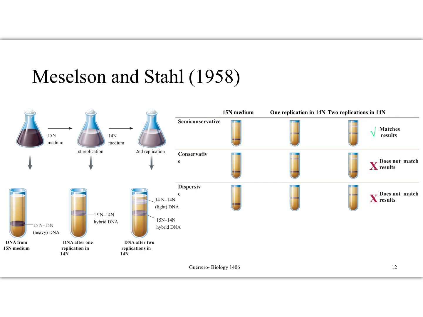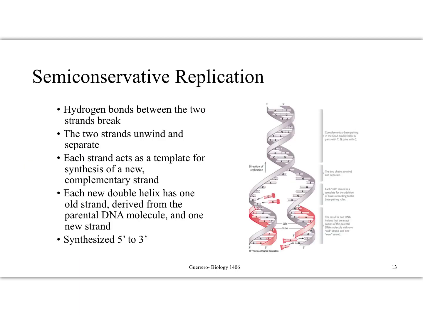So now, of course, they had to test it. And they did so by labeling DNA and pretty much following to see where the labeled DNA went. And at the end of testing all of the three hypotheses, the experiment matched the semi-conservative hypothesis. So we now know that replication is a semi-conservative process. So what does this mean?